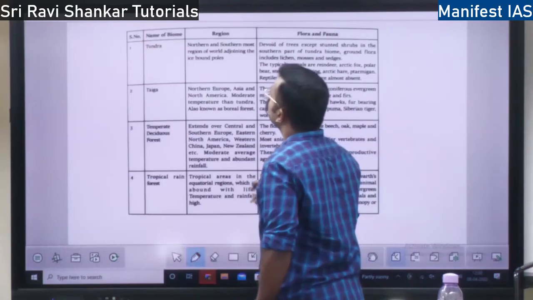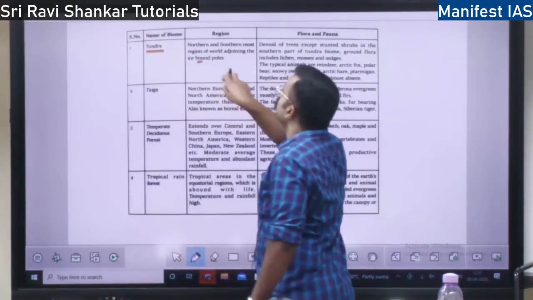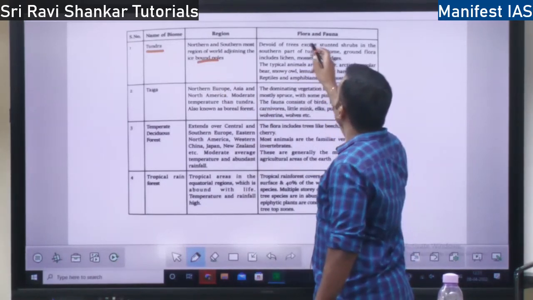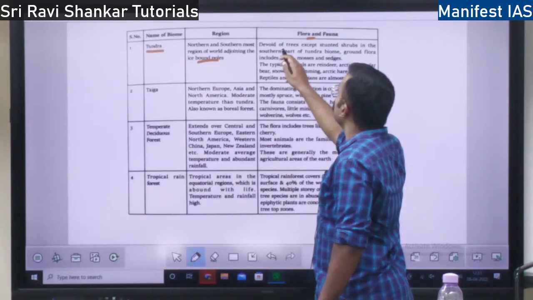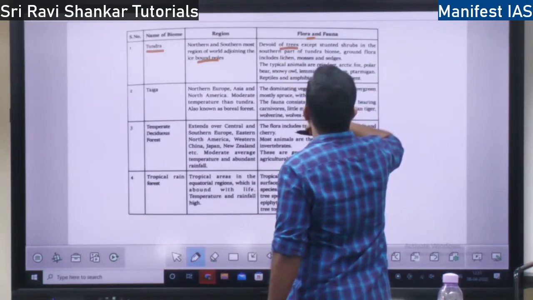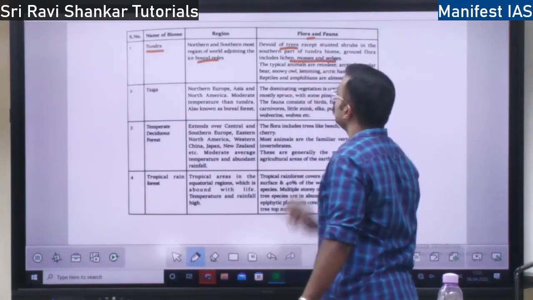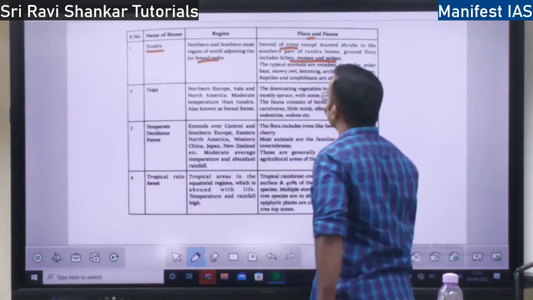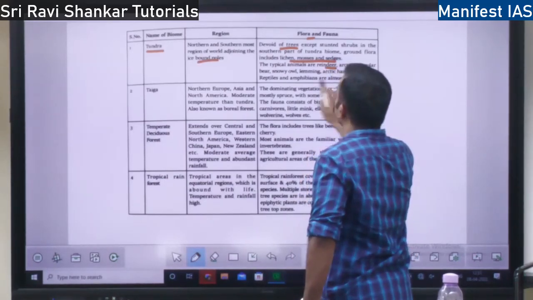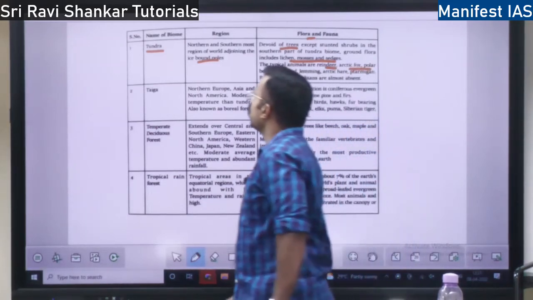So name of the biome, tundra region. Where is the tundra region? Northern and southern poles. So what is the flora and fauna? In the tundra region, you don't find any trees. There are very few trees, and there will be mosses, lichen and sedges. So these are the types of things you find. You will find reindeer, Arctic fox, polar bear. So these are the animals you are going to find in the tundra biome.